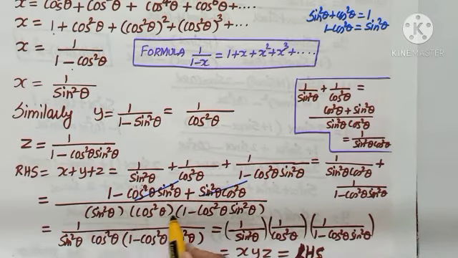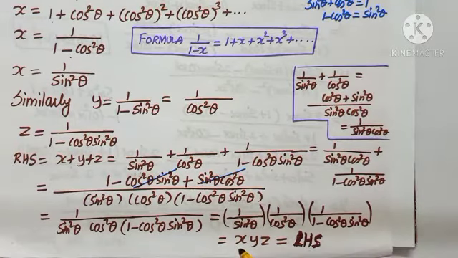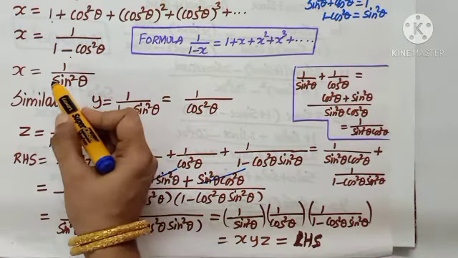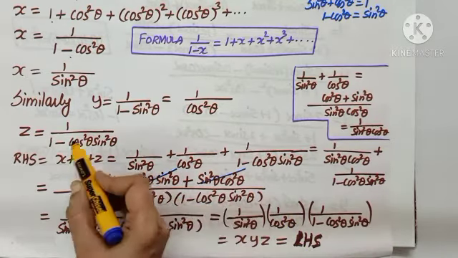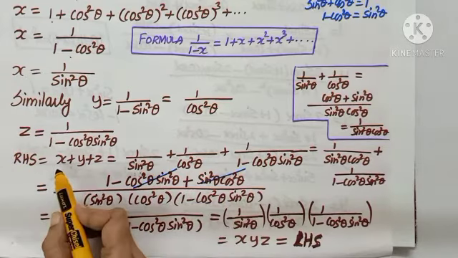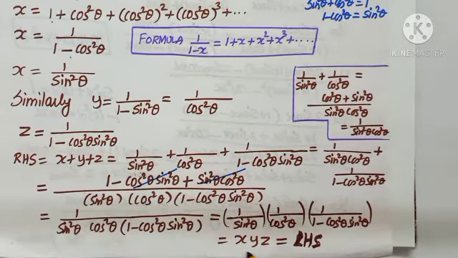Denominator, 3 terms are there. So how can I write it? 1 by sin square into 1 by cos square into 1 by 1 minus cos square sin square. 1 by sin square is nothing but x. 1 by cos square is nothing but y. And 1 by 1 minus cos square sin square is z. So, we started with x plus y plus z and ended with x into y into z, and that is the problem.